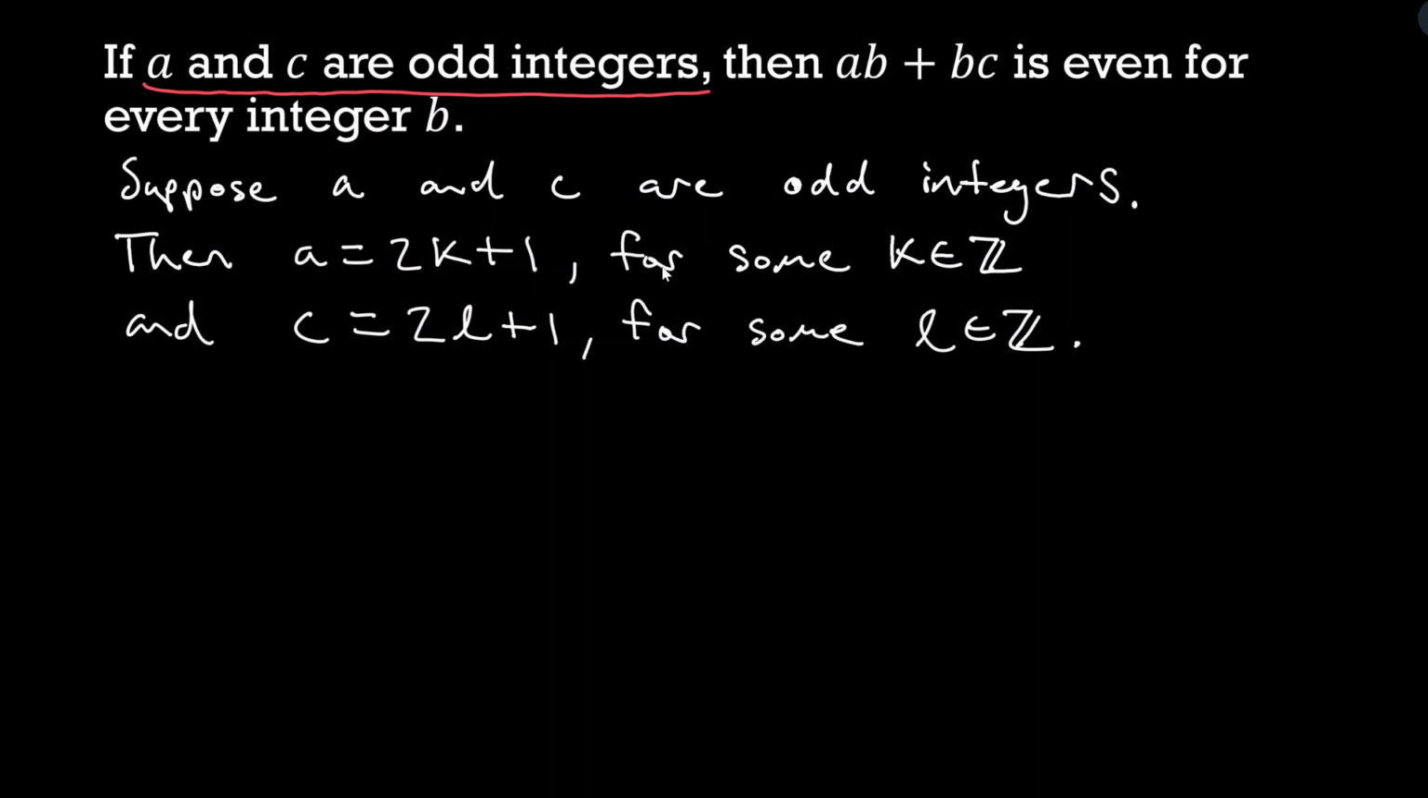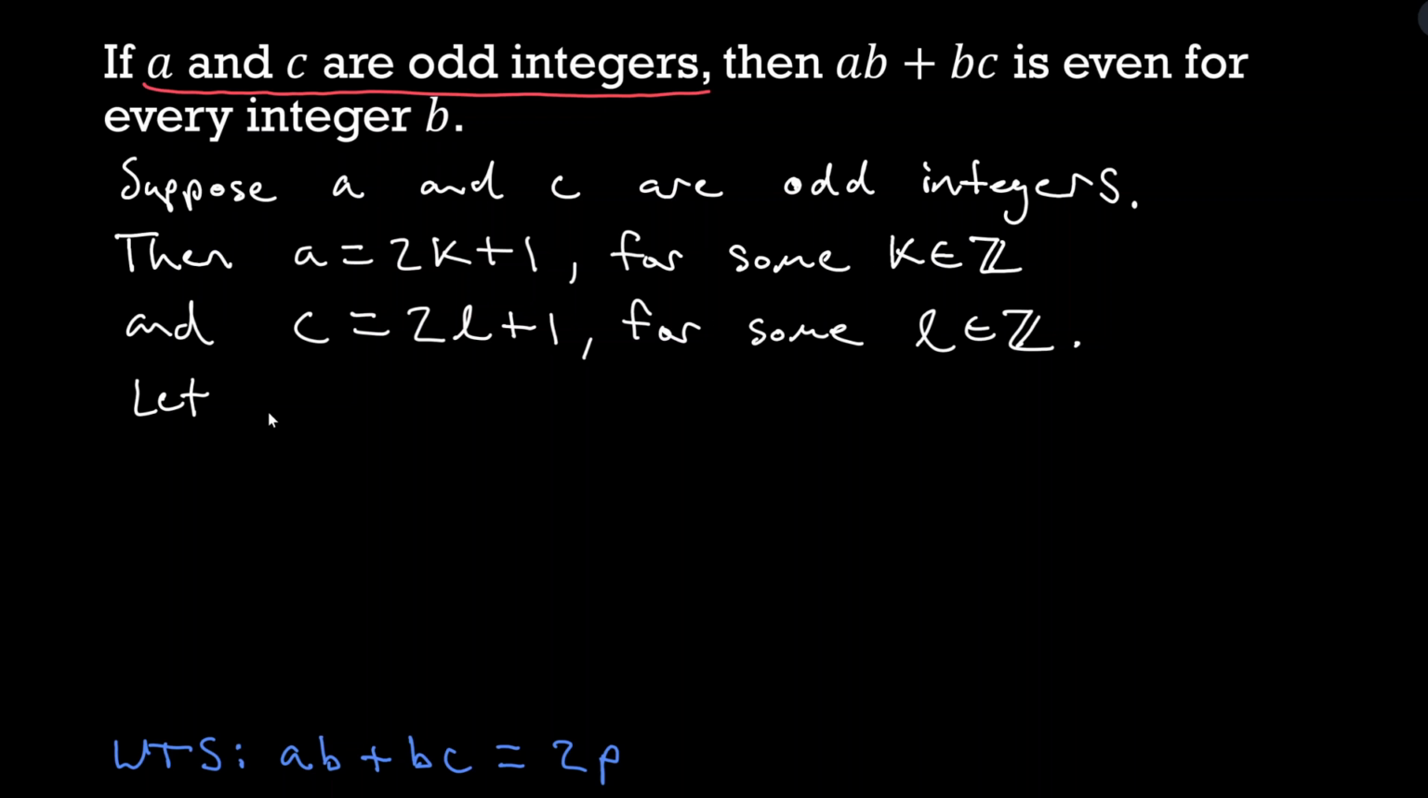I want to show statement. Want to show a times b plus b times c equals 2 times some integer. This time I'll call it p. I'll give it a name. Right, 2 times some integer. Since we want to show this for every integer b, at this point in the proof, what I think we need to do is let b be some arbitrary integer, right?